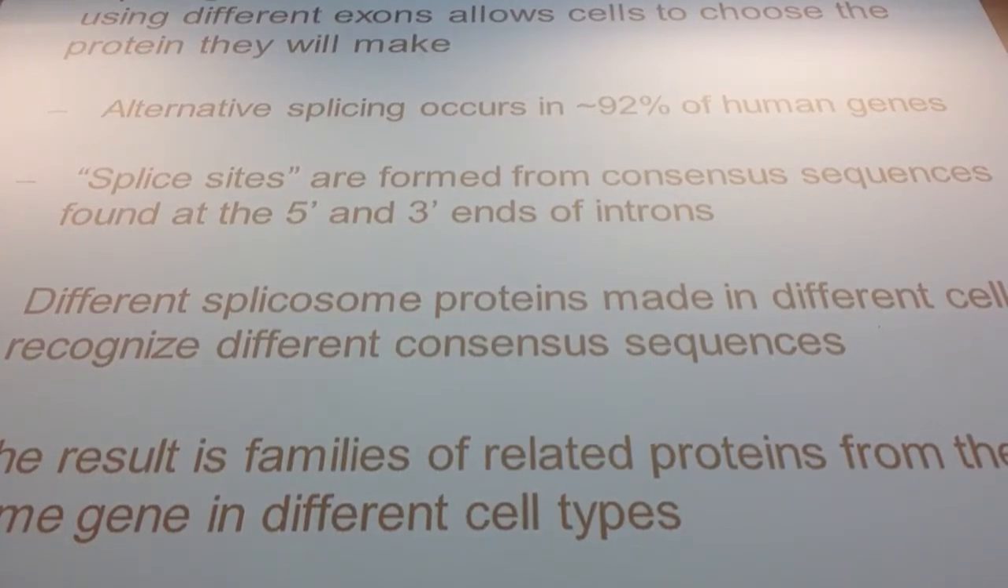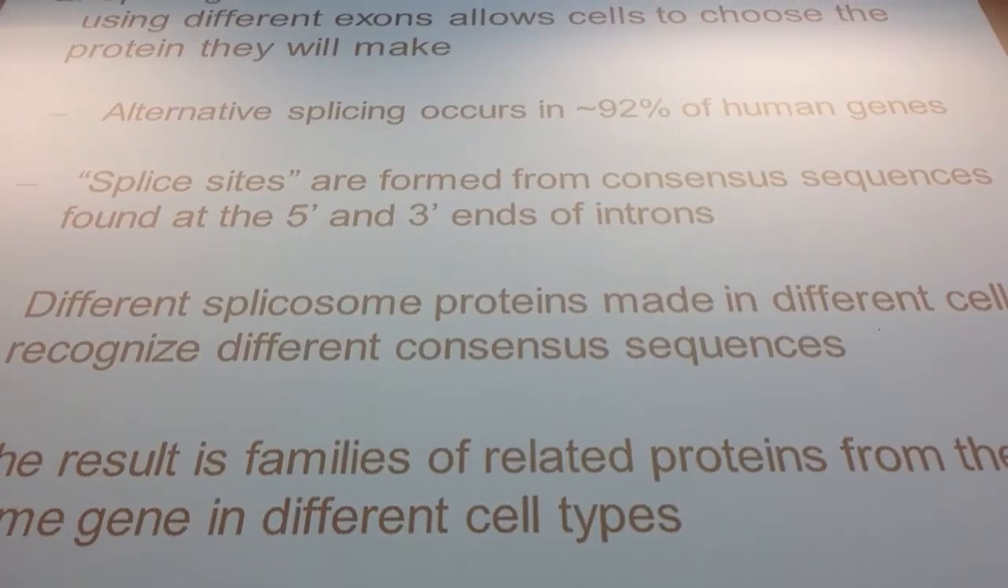Okay, so in terms of constitutive RNA splicing, there are very specific sequences that are recognized. In terms of alternative RNA splicing, there are alternative splicing sites that are found, and we'll talk about all of those. Does that make sense? So again, parallel with transcription. Okay.